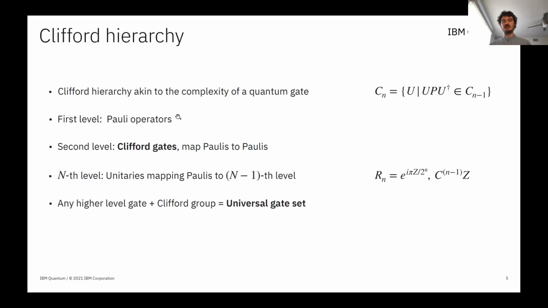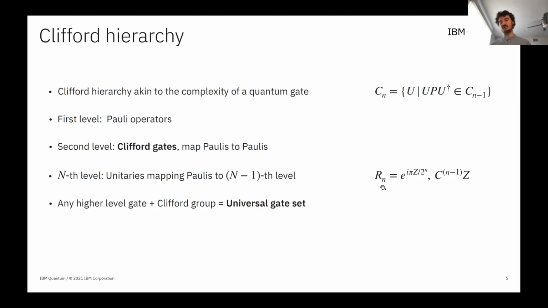And the first level is defined to be just the Pauli operators. Then following this definition, the second level would be unitaries that map Paulis to Paulis. And these are just what are known as the Clifford gates. Of course, the Clifford gates by themselves form a group, but they are not sufficient for universal computation. And actually, they are classically efficiently simulatable. And so the nth level, as I said, are unitaries that map Paulis to the (n-1)th level.